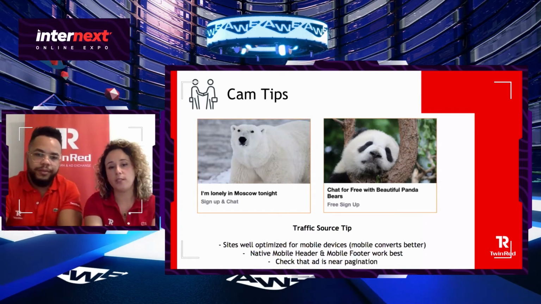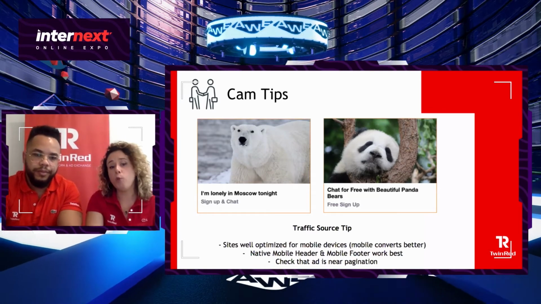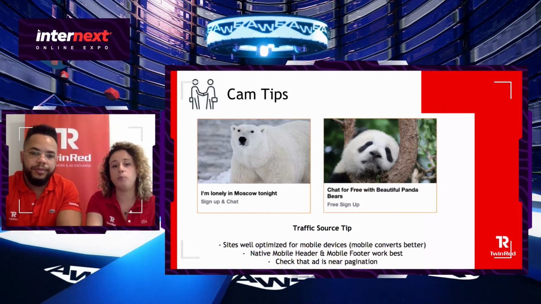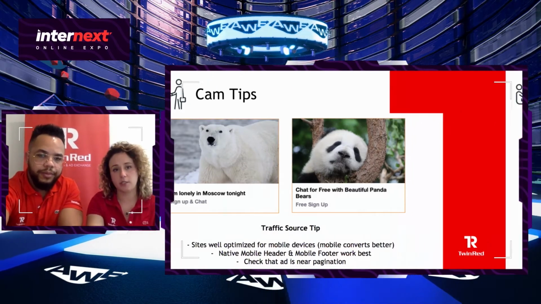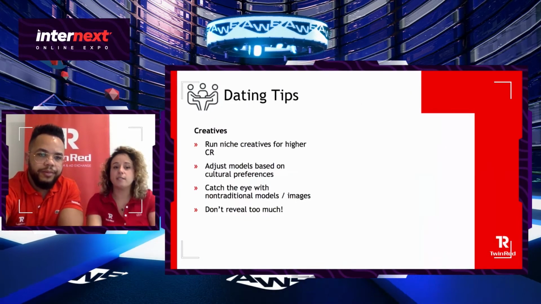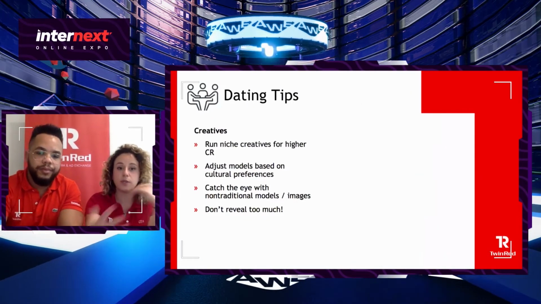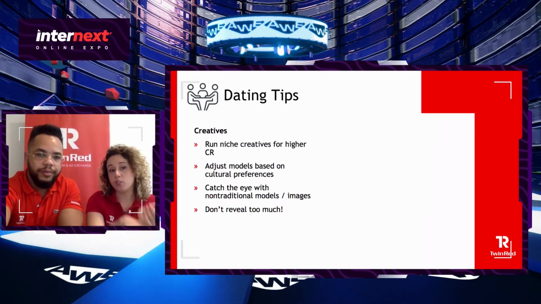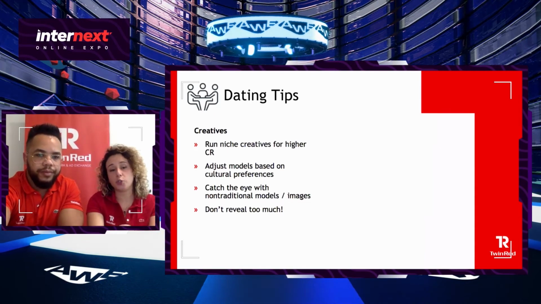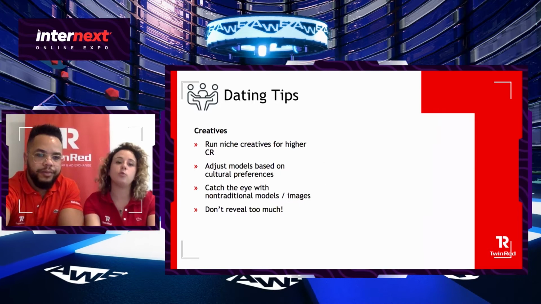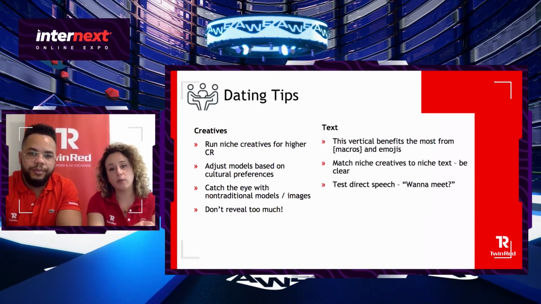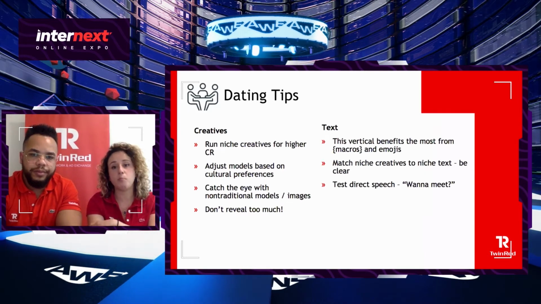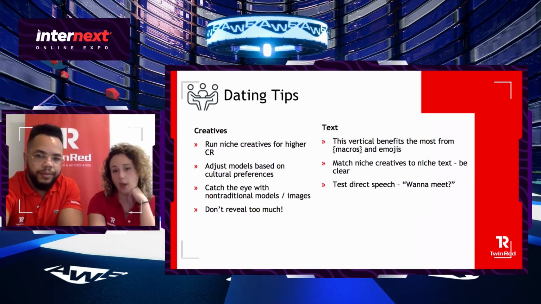And here as well, you'll find some traffic source tips. So mobile devices work really well, mobile headers, mobile footers, and check that your ad is near the pagination. Then for dating, very similar kind of advice, but in terms of adjusting the models for the cultural preferences and not revealing too much, keep the users curious. This is also the vertical that benefits the most from macros and emojis, as well as using niche creatives.